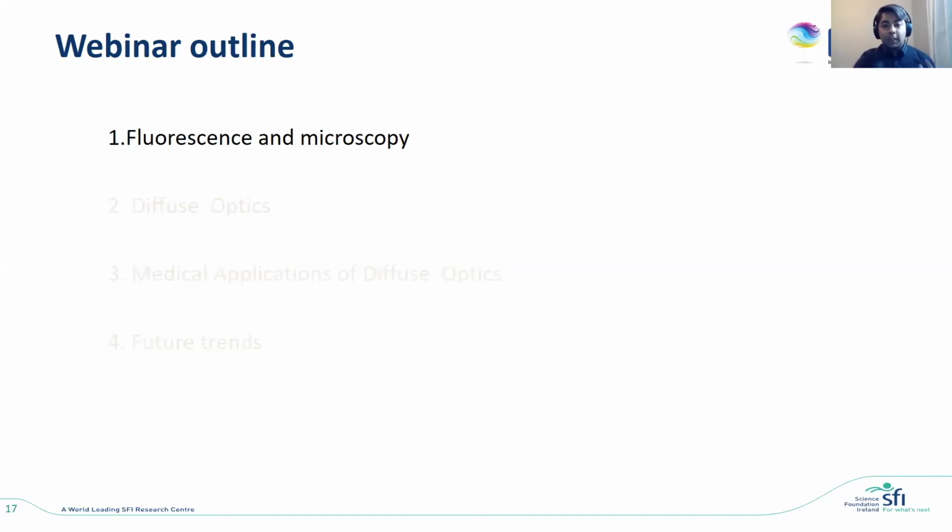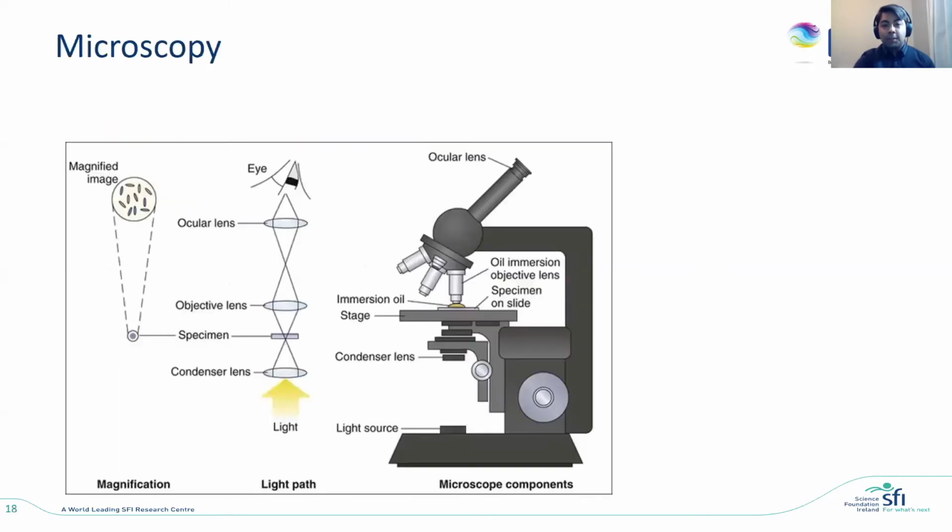If we start with fluorescence and microscopy, you may remember that a conventional microscope is built like this. There is a light coming from the bottom, and this light will pass through a condenser lens that will focus the image in a certain plane of your sample. So you have the image that comes from that area, and this image is magnified by an objective lens and then by an ocular lens, and then you get to see it.